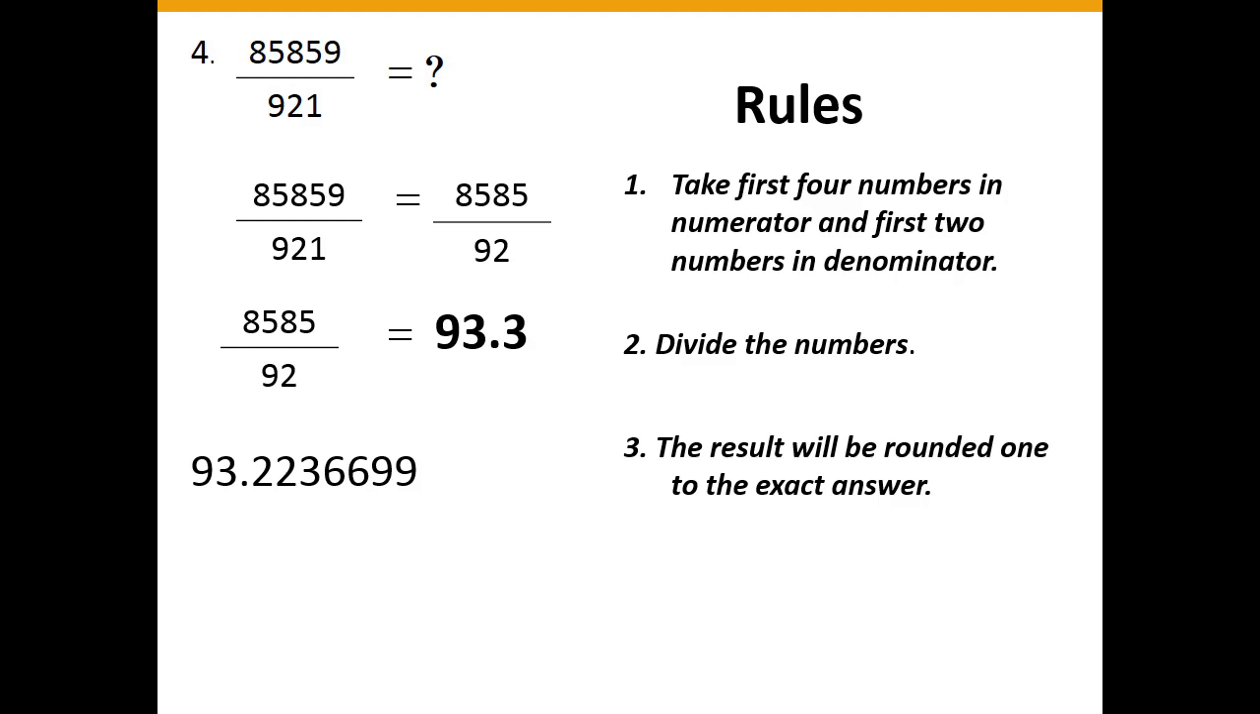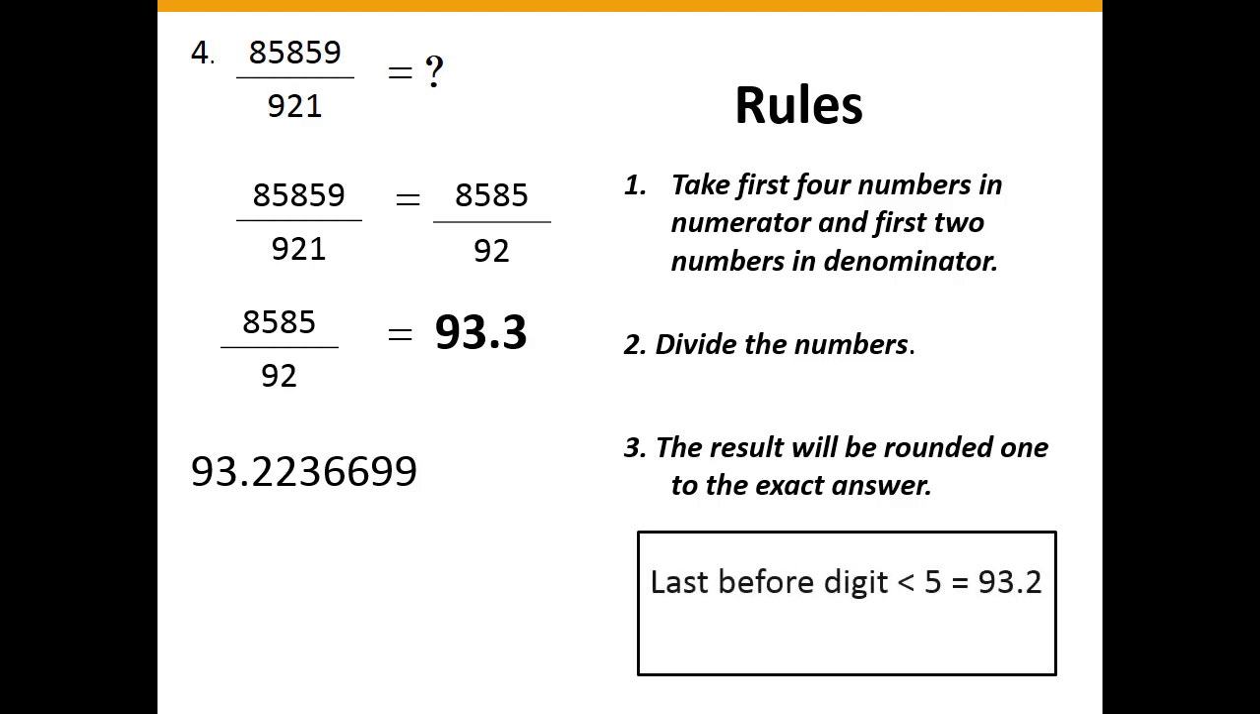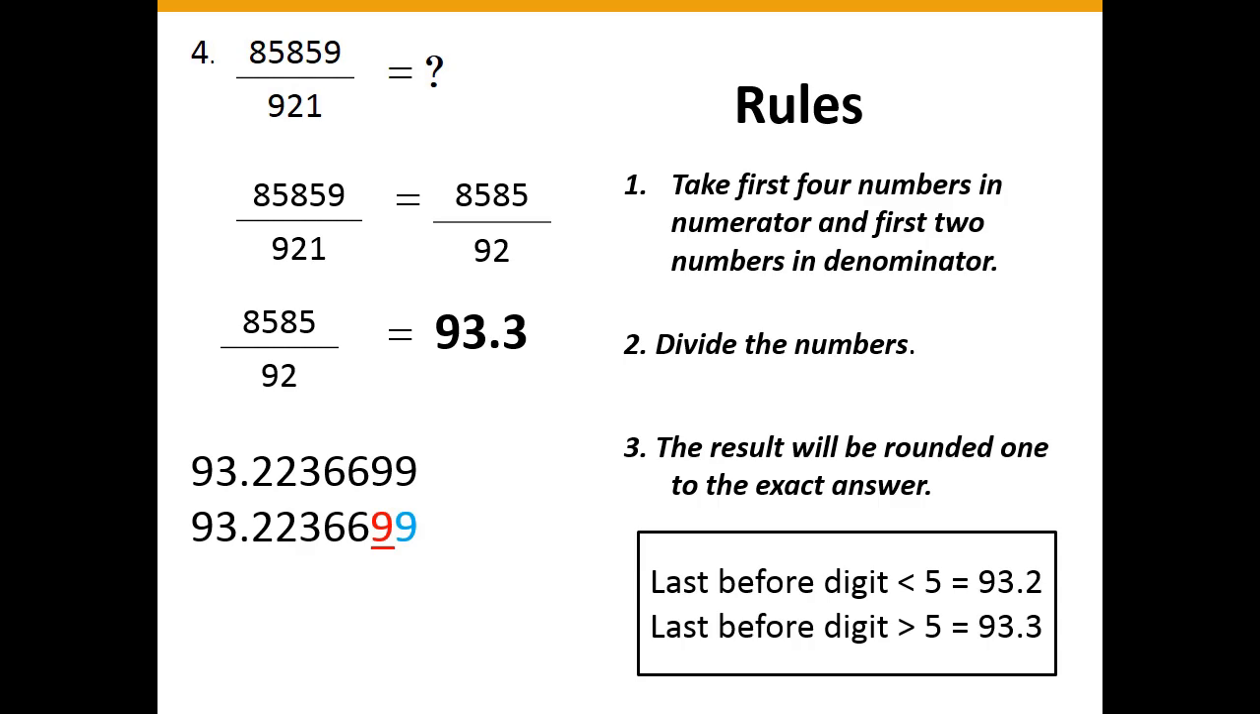93.223669 is the exact answer for the question, 85,859 divided by 921, but we rounded it off through this method. See the method: if the last before digit is lesser than 5, then 93.2 is the answer. If the last before digit is greater than 5, 93.3 is the answer.